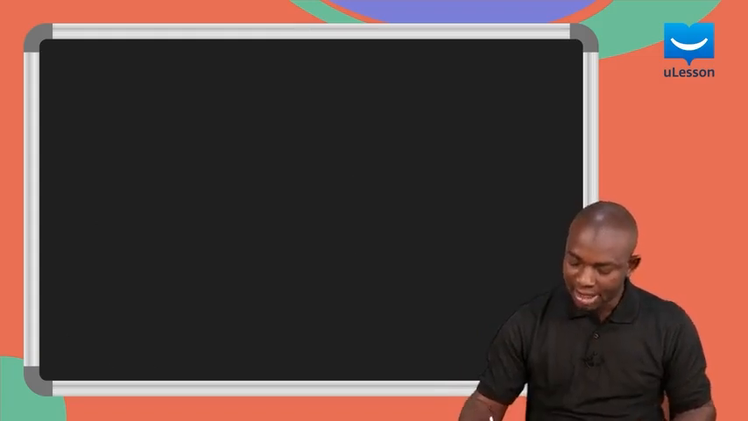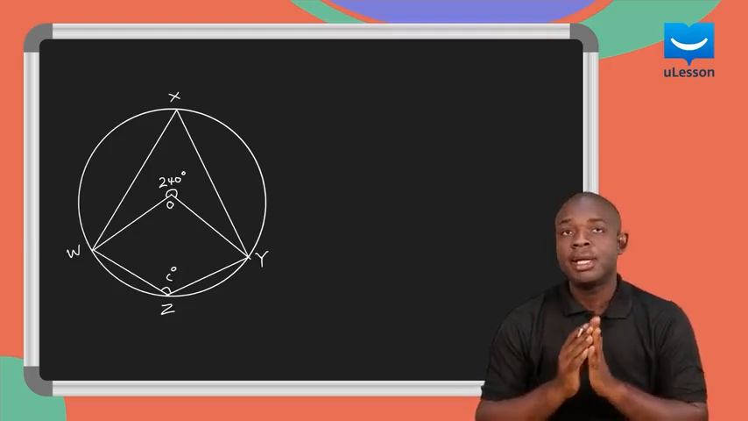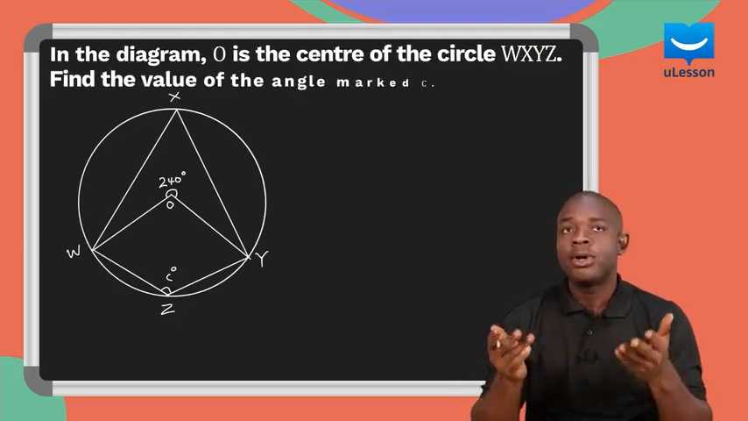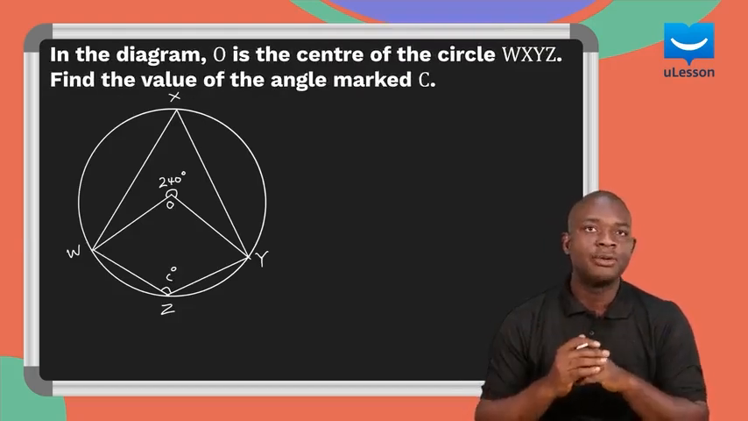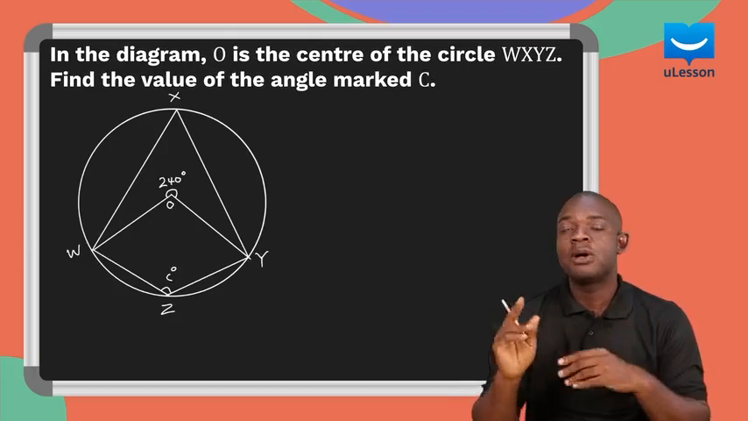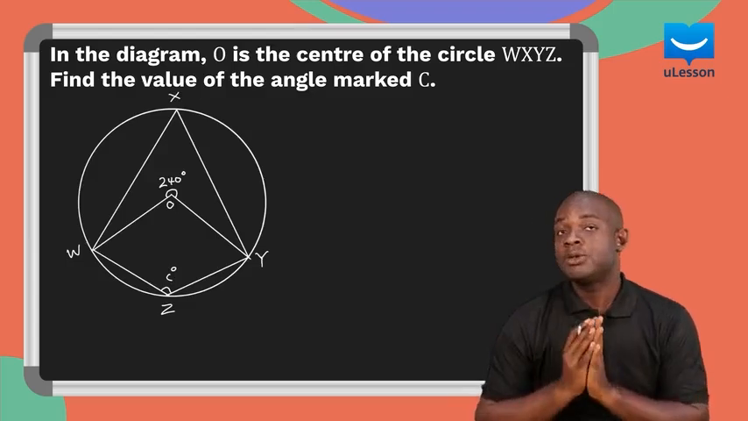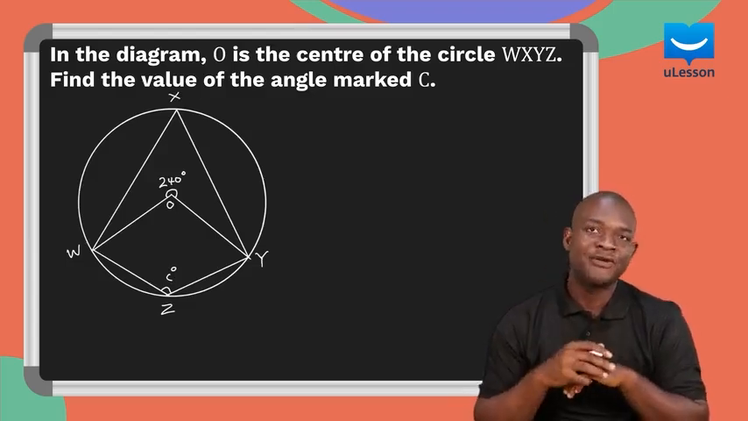Now let's take another example. In the diagram, O is the center of the circle WXYZ. Find the value of the angle marked C. Now, this is going to be a very simple and straightforward one.